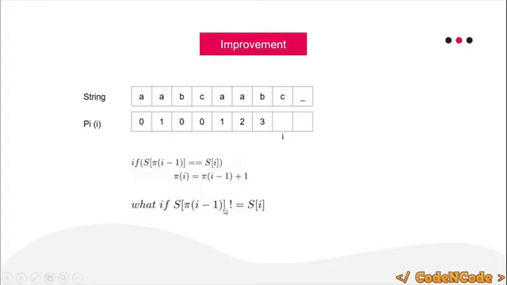And we left at this question: what if the pi of i minus 1th character is not equal to the ith character, which is basically this? What would happen if these two are not equal? This is where we left and this is where we are going to start again. So this condition you understand, right? To calculate pi of i, the first thing we do is compare the ith character with the pi of i minus 1th character.